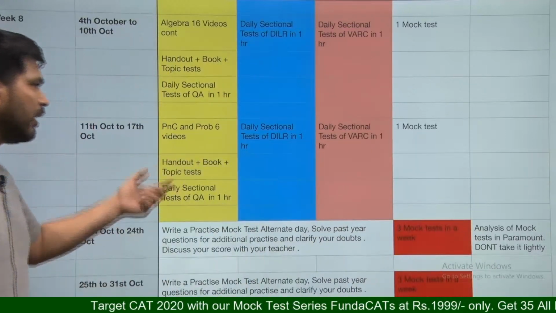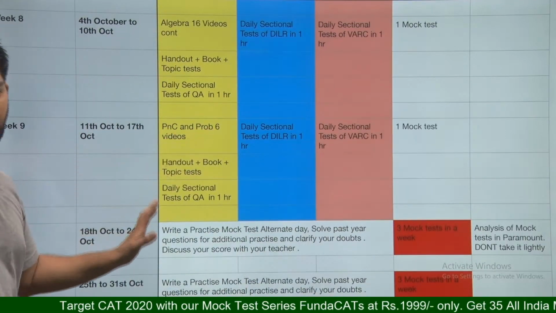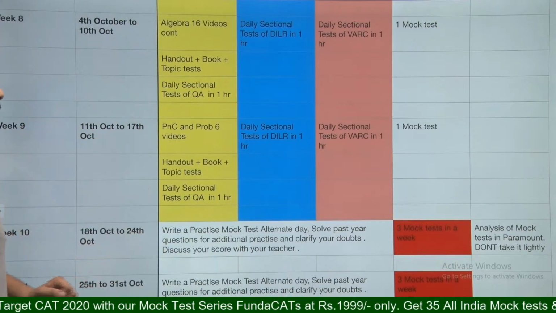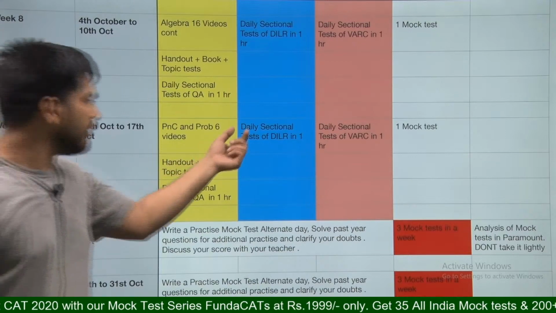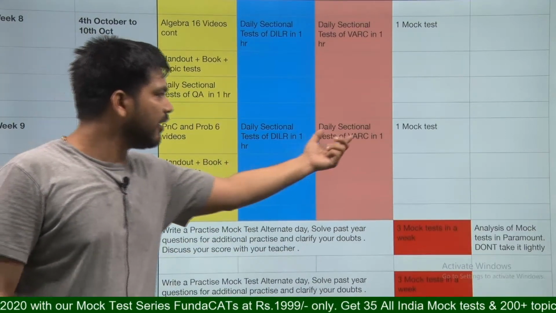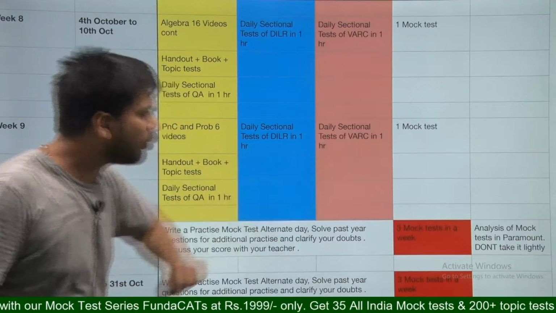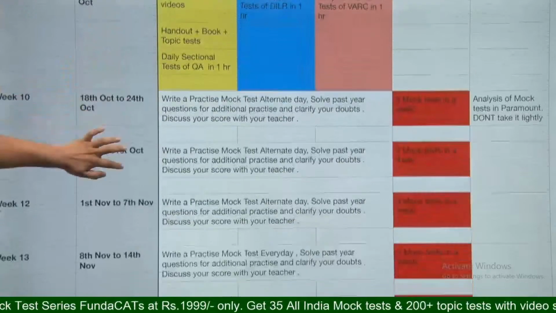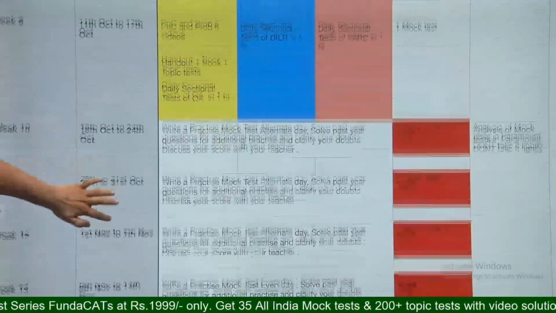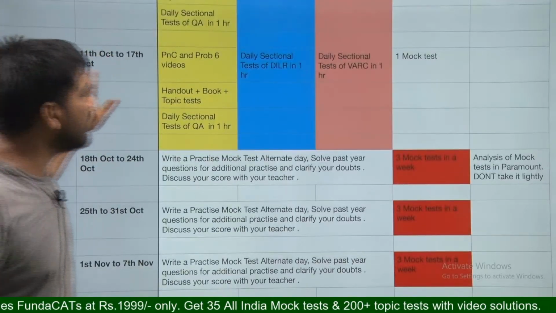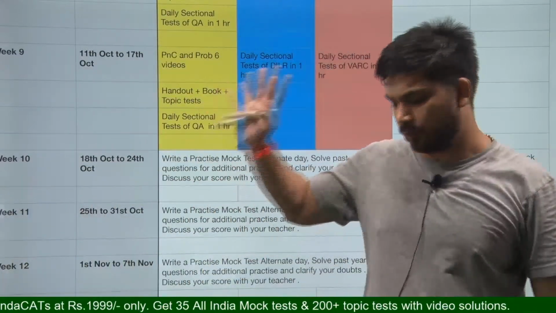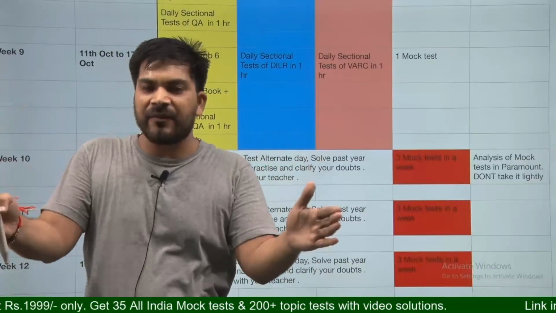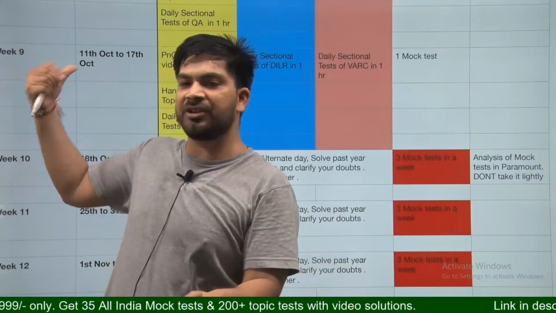Week 9 is optional. If you want to go for PNC and probability, if you're comfortable, go for it. Otherwise, skip it and go for other topics in which you think you need to hone your skills. Similarly, DILR daily sections, VARC daily sections, and 1 mock test towards the end of the week is quintessential. In 10 weeks, you should be able to finish off everything as per this schedule.